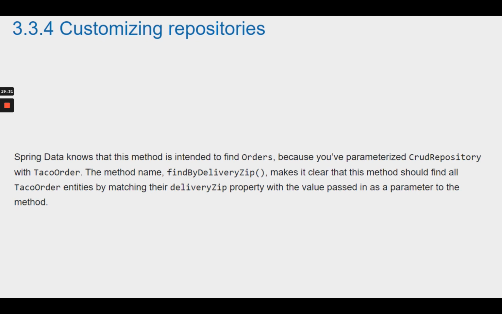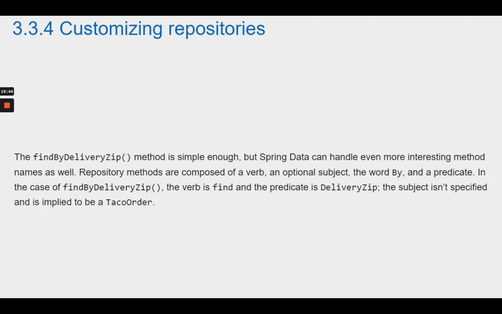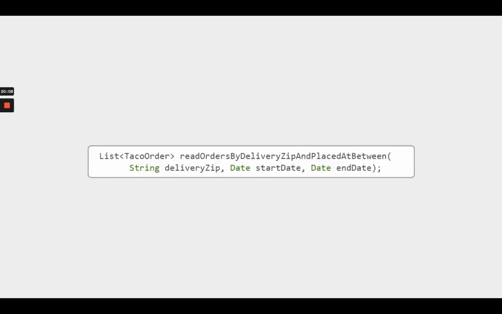The method name, findByDeliveryZip, makes it clear that this method should find all taco order entities by matching their delivery zip property with the value passed in as a parameter to the method. The findByDeliveryZip method is simple enough, but Spring Data can handle even more interesting method names as well. Repository methods are composed of a verb, an optional subject, the word by, and a predicate. In the case of findByDeliveryZip, the verb is find and the predicate is DeliveryZip. The subject isn't specified and is implied to be a taco order.